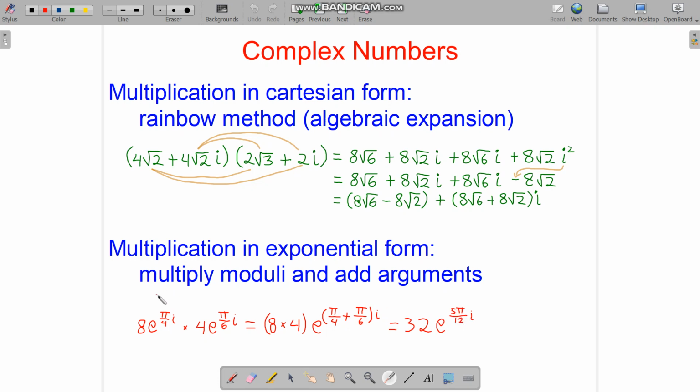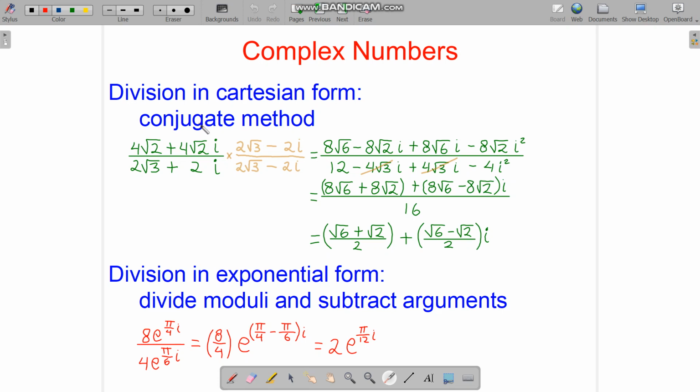And if you convert this to Cartesian form, you will get exactly the same as this Cartesian form. So actually we are doing exactly the same multiplication in two different forms, and of course the results should be exactly the same. So if you use your calculator here, 32 cos 5 pi over 12, you will get 8 root 6 minus 8 root 2. You can try. And 32 sine 5 pi over 12 equals this.